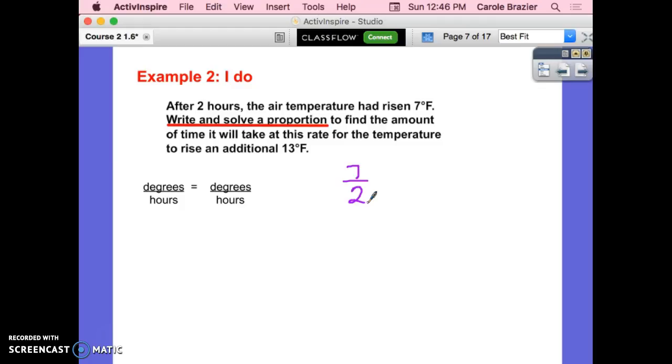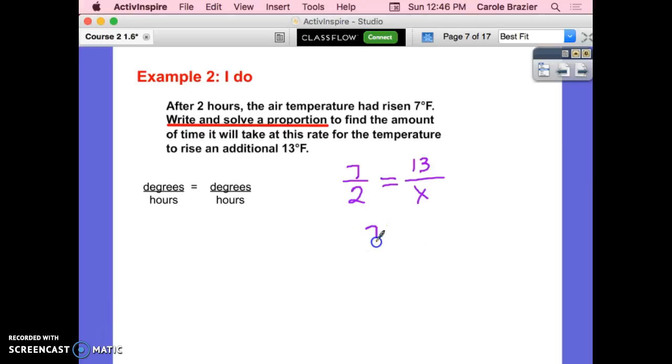Find the amount of time it will take at this rate for the temperature to rise an additional 13 degrees. So that's my degrees. I don't know my hours. So from here, you guys should know how to solve this. So go ahead and solve it, and then when you come back, I will give you the answer. So pause the video, solve the proportion, and then make sure you're solving them at least correctly.